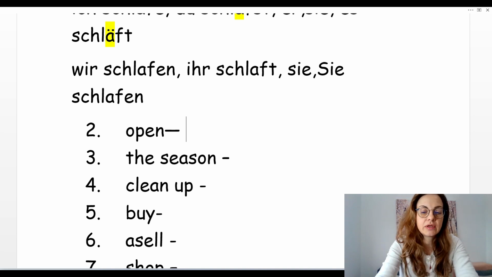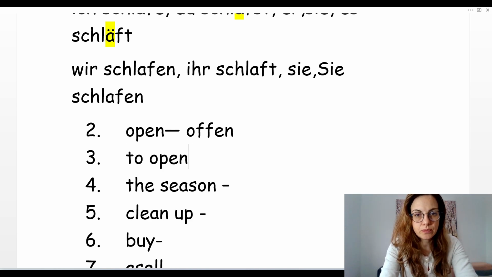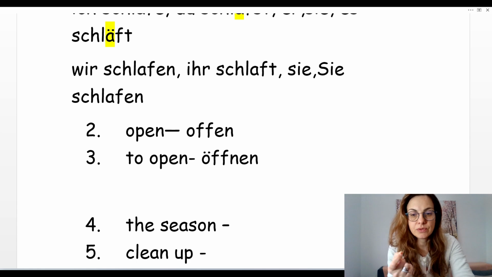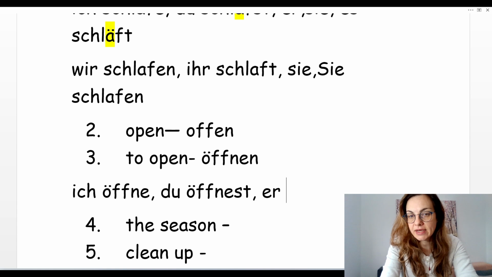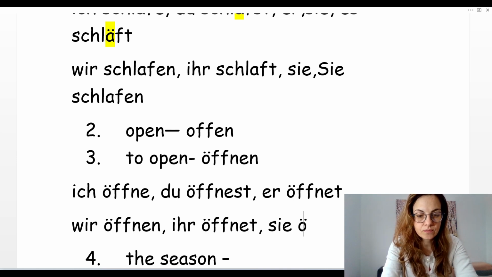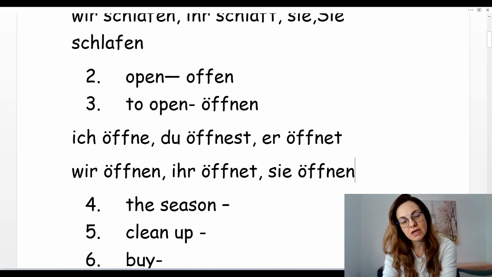As an adjective, open is offen. And to open is öffnen. It's a regular verb. So, ich öffne, du öffnest, er, sie, es öffnet. Wir öffnen, ihr öffnet, sie öffnen. Ich öffne. Du öffnest. Er, sie, es öffnet. Wir öffnen. Ihr öffnet. Sie öffnen.